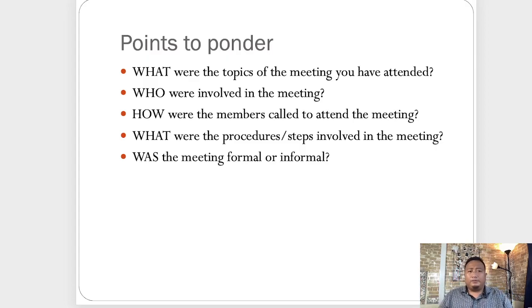So, points to ponder: when you are having a meeting, you need to consider the 4W1H. What were the topics of the meeting that you have attended? Who were involved in the meetings? How were the members called to attend the meeting? What were the procedures and steps involved in the meeting? And the last one, was the meeting formal or informal? These are the things that you need to think about before you have a meeting. You need to have an idea of what is to be discussed.